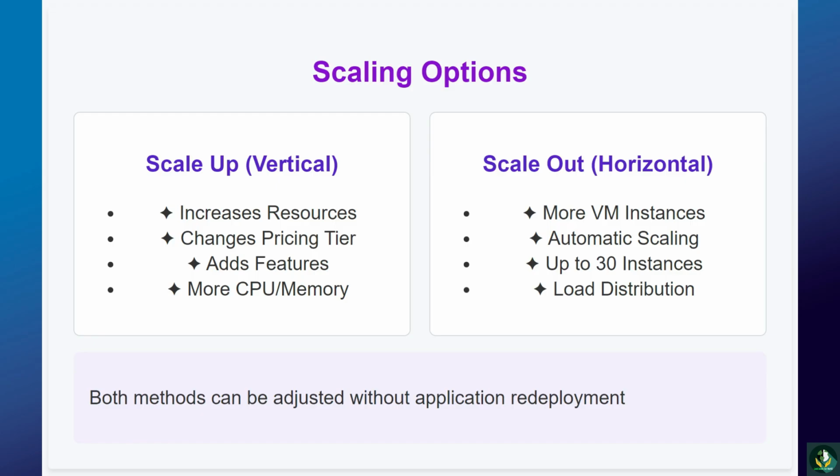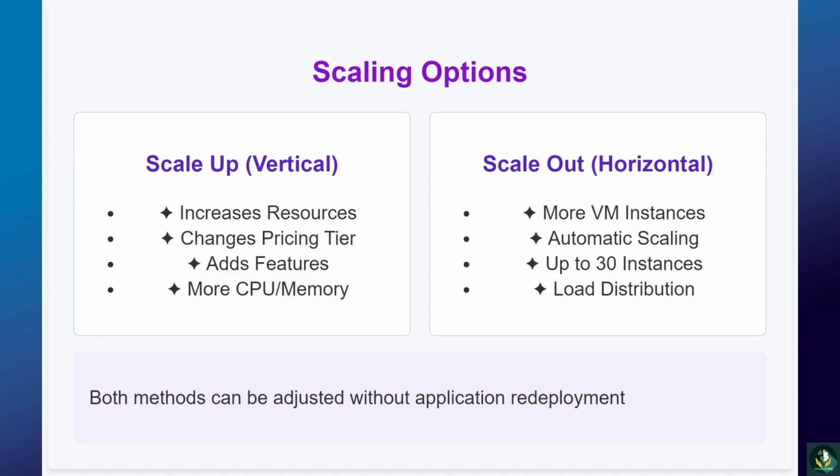On the horizontal front, scaling out multiplies your application's capacity by adding more virtual machine instances. Depending on your pricing tier, you can scale out to as many as 30 instances, with the isolated tier supporting up to 100 instances through app service environments. This approach is particularly effective for handling increased traffic loads and ensuring high availability. It's like adding more lanes to a highway rather than replacing it with a bigger road.